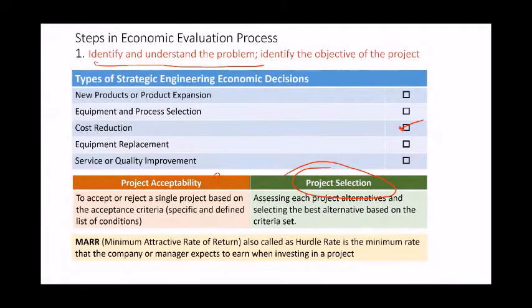Okay, and then another variable, or determinant, that you are going to understand is the MARR. So the MARR means minimum attractive rate of return, or in other business subjects, it is called the hurdle rate. And this is the minimum rate that the company or manager expects to earn when investing in a project. So what do we expect from the project? How much do we expect? That is the expectation rate.